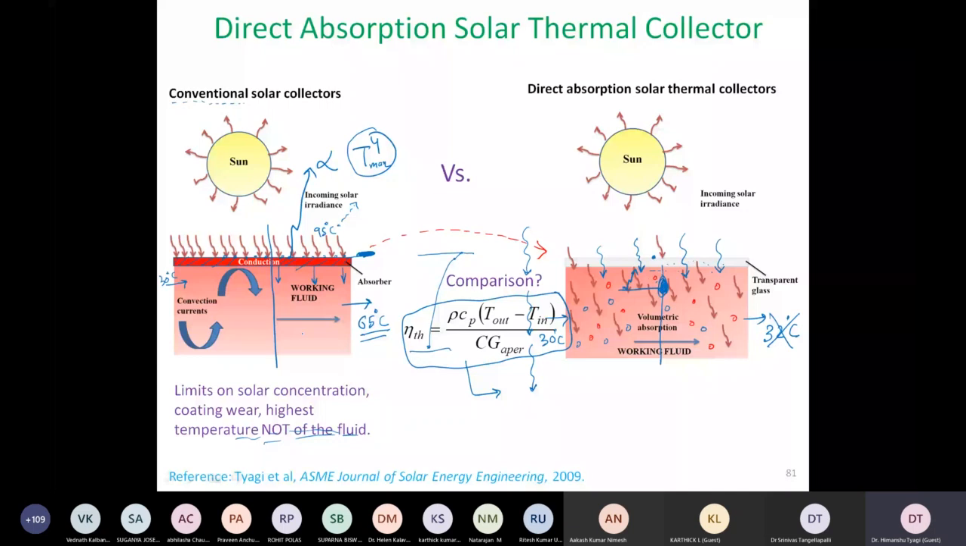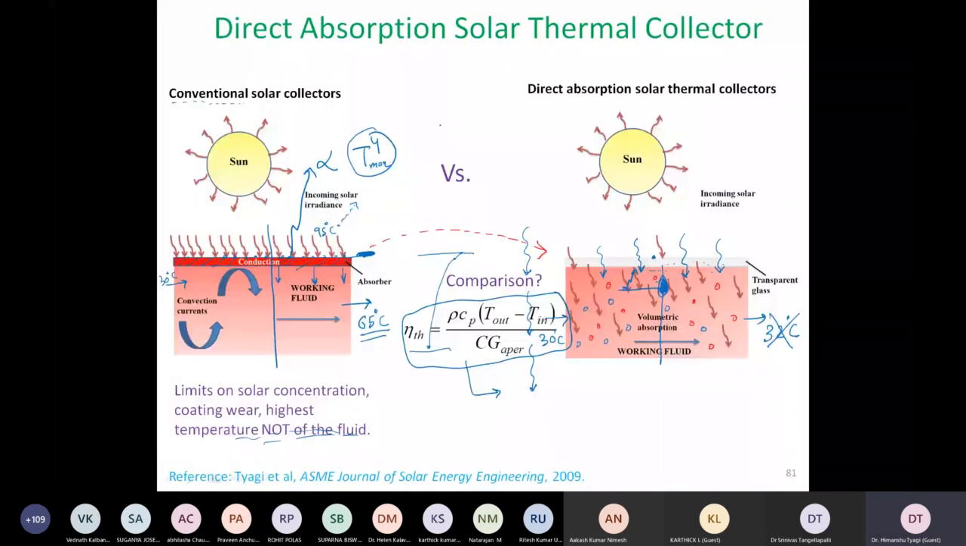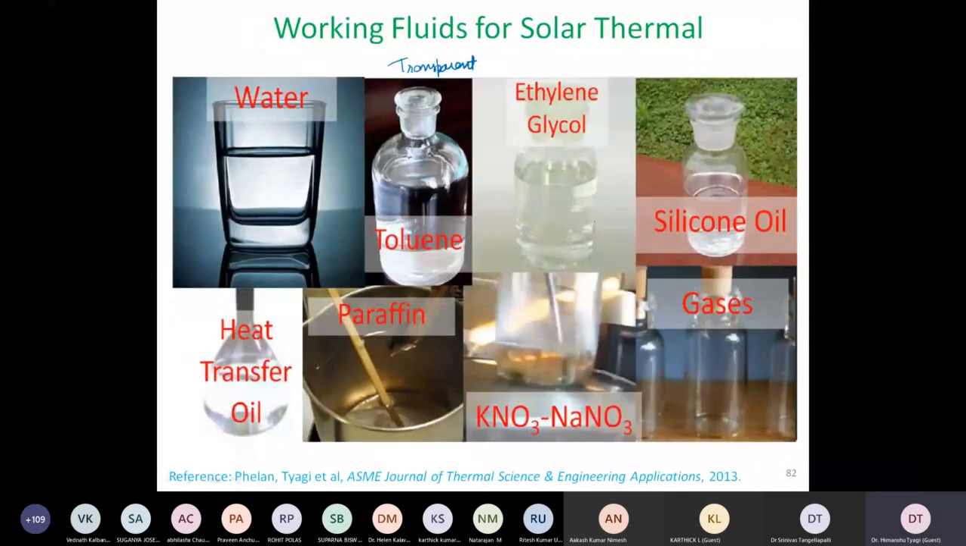So we look at different types of working fluids. The main criterion for using this particular fluid is that it has to be completely transparent. The reason for that is, if I go back one slide, if this fluid itself was not transparent, what use would there be if I add certain nanoparticles to it, right? I need a transparent fluid so that the nanoparticles which I add to it are the ones which will absorb the sunlight. So that is most critical.